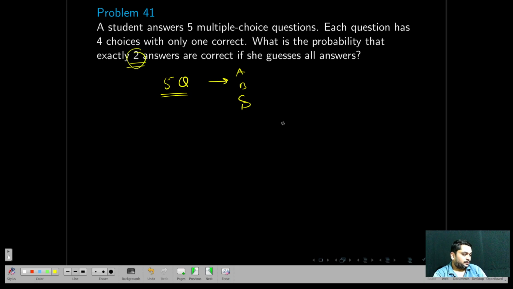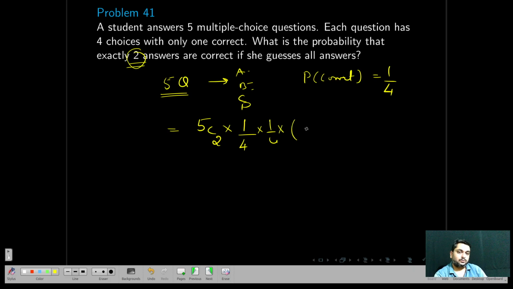So how will you solve this? I have to choose 2 questions which are correct. Exactly 2, 5C2. Then what is the probability that she is correct? The probability of getting a correct answer is, out of 4 options, 1 by 4. Only one answer is correct out of A, B, C, D. So exactly 2 answers correct means 1 by 4 into 1 by 4.